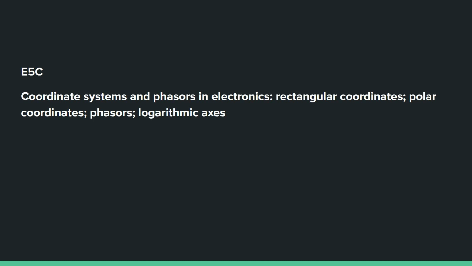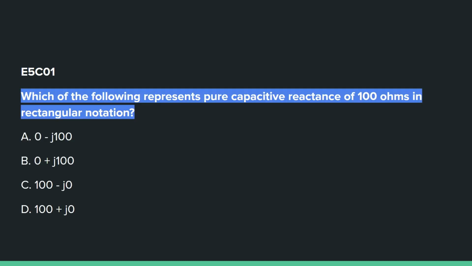E5C, coordinate systems and phasors in electronics. Rectangular coordinates, polar coordinates, phasors. Logarithmic axes. E5C01, which of the following represents pure capacitive reactance at 100 ohms in rectangular notation? Answer is A, which is 0 minus j100, or 0 negative j100.